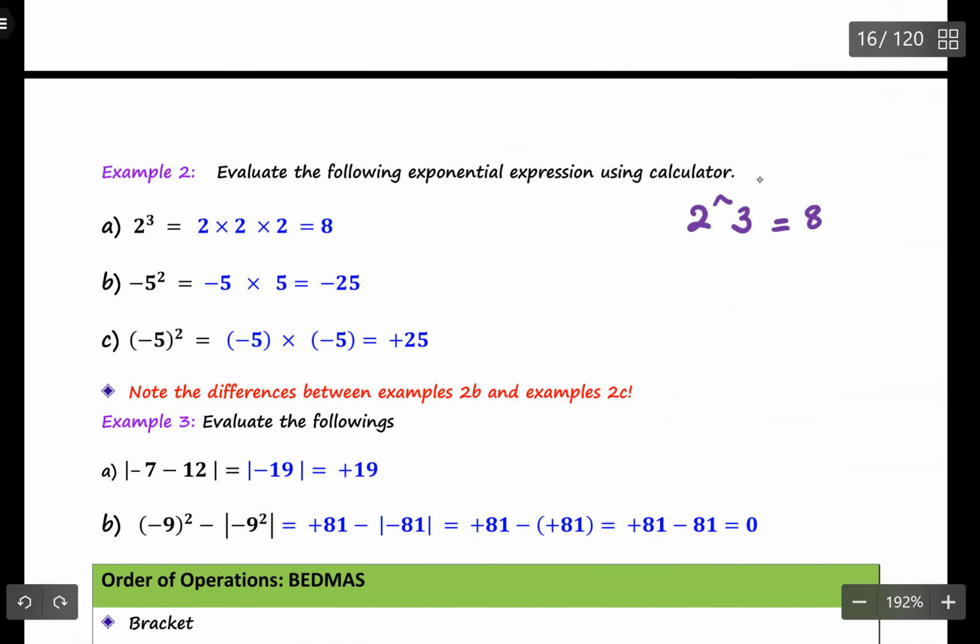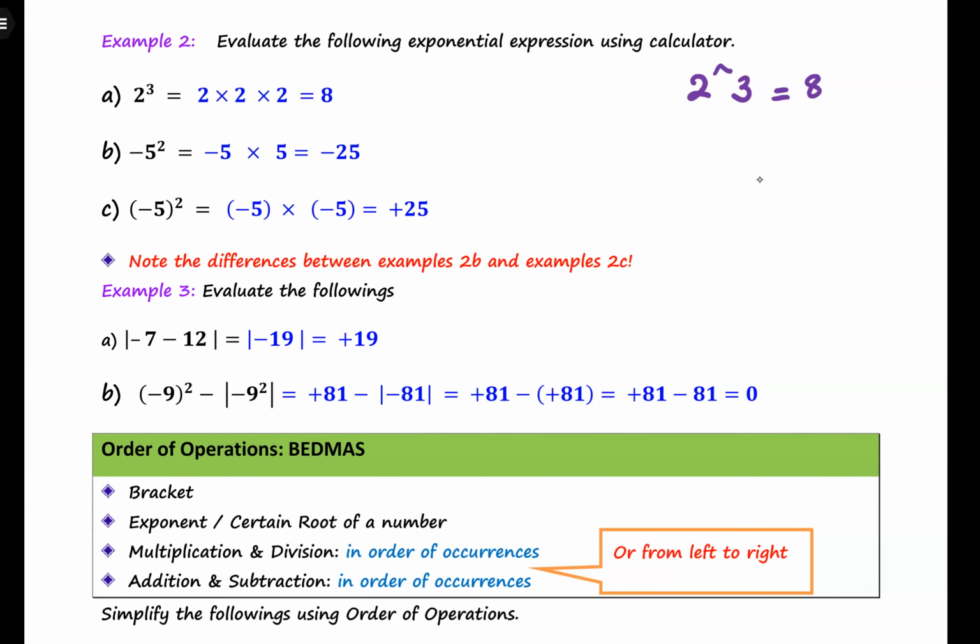Alright, so let's move on to some order of operations involving the absolute value that we learned from the previous lesson, and also what is the difference between the normal brackets that you have here, and you raise that to exponent 2, and the absolute values that actually involve the exponent. Alright, so for example 3a, in this example we did this in the previous lesson. So what you need to do is recognize this. Alright, so let me show everyone.